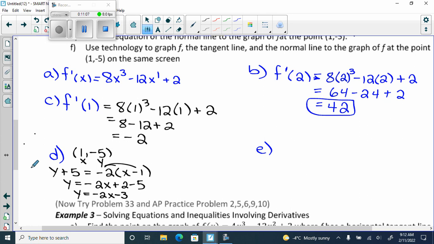If you wanted to just type it into your calculator, would you actually have to expand this bracket? No, you could just write it with the bracket minus the 5 over and put it into your y equals, right? E wants the normal line.